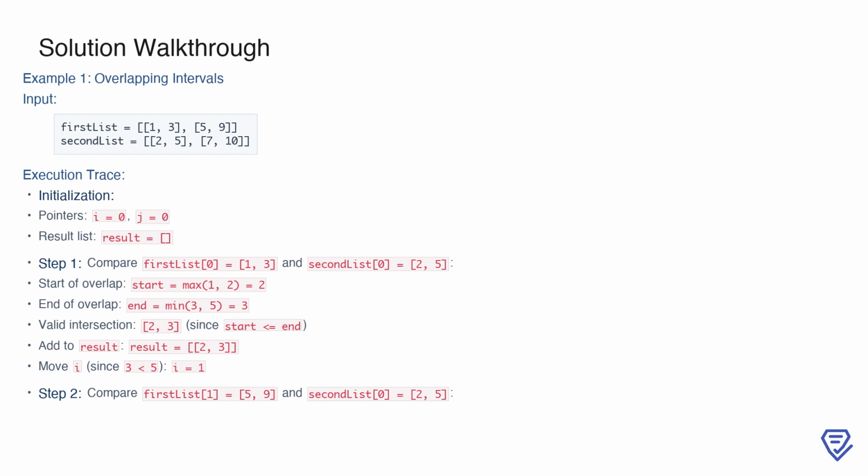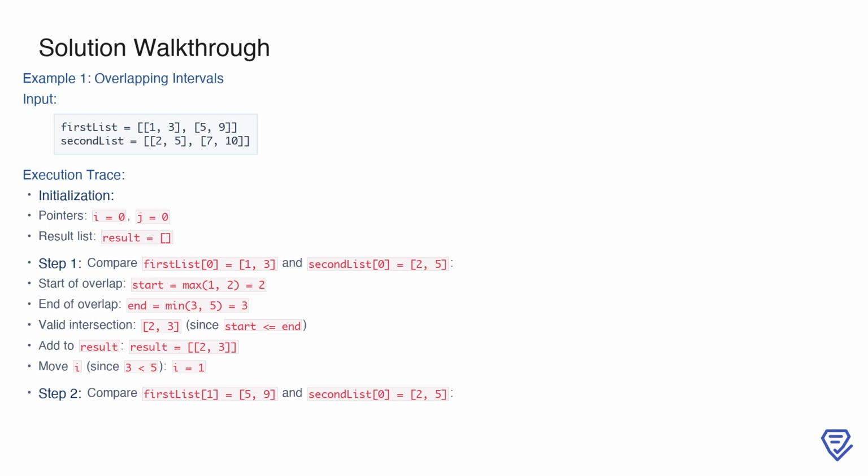In the first step, we compare the first intervals from both lists, [1, 3] from first list and [2, 5] from second list. The start of the overlap is the maximum of the two start points, which is 2. The end of the overlap is the minimum of the two end points, which is 3. Since the start is less than or equal to the end, we have a valid intersection, [2, 3]. This is added to our result list.